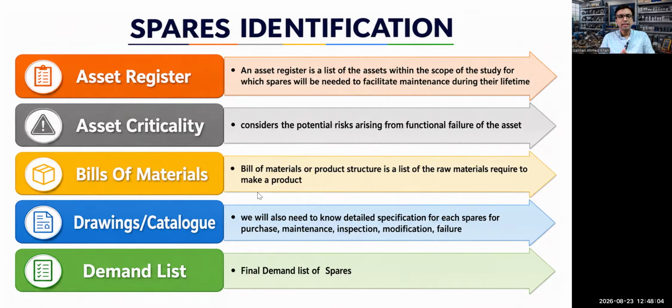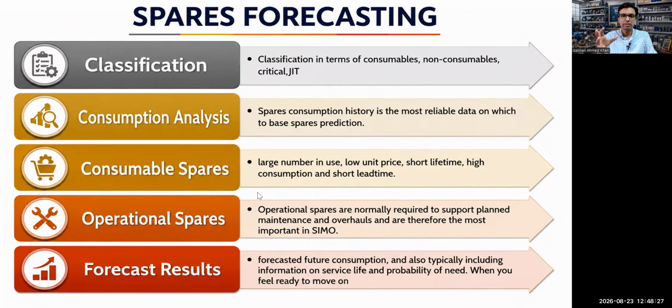And of course, these criticality assessments or bill of materials assessments are also done through studying the drawings, and through studying the specification of each spare for purchasing as well as maintenance, for the purpose of inspection and modifications and all those things. Once you do that, you prepare the demand list. And after that, you do the forecasting, and you do classification in terms of consumable, non-consumable, critical, and just-in-time items. These consumption analyses are done to analyze your spares based on reliable data, based on the consumption history, to base the prediction on.